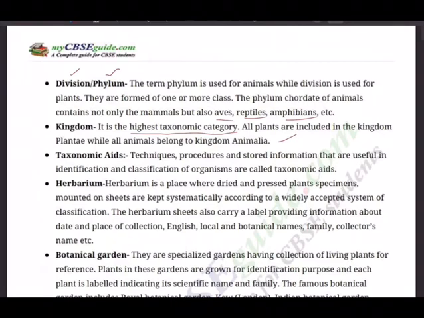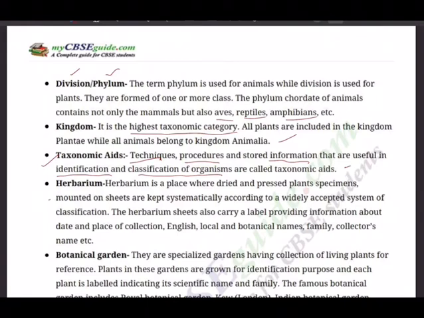And to do this classification, to do this taxonomy, we require some help. And who will do that? Taxonomic aids. So these are the techniques, procedures, and stored information that are useful in identification and classification of organisms, called taxonomic aids. So they may be techniques, they may be procedures, they may be stored information.